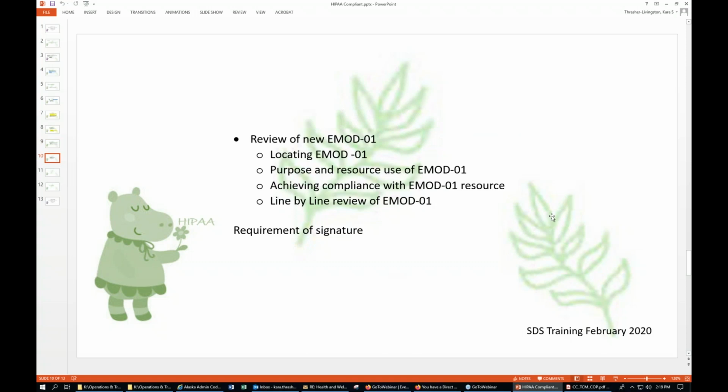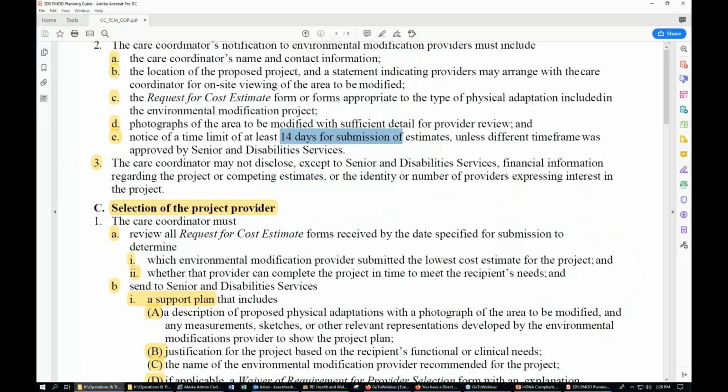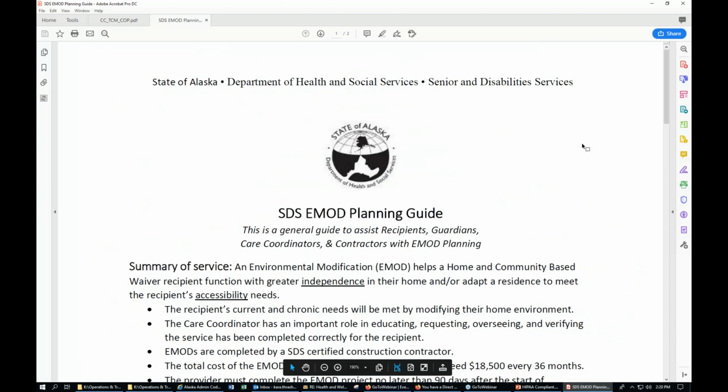So right now, at this time, we're going to take a look at the new form called EMOD 01, and hopefully it'll be a great resource for you when it comes to putting these packets together and putting your thoughts together about it, how you can help your person get the EMOD. We are hoping that this will be a great resource for you and that you will find it easy to follow.